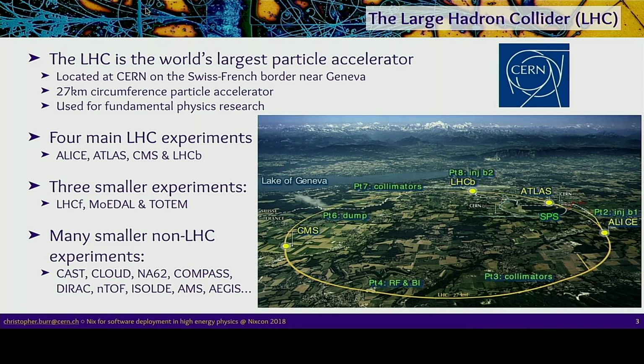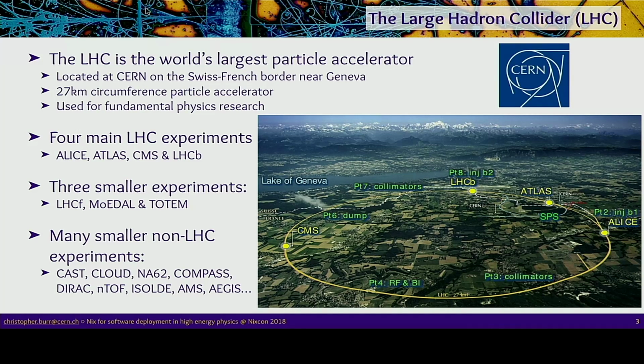The large experiments have at least 1,000 people working on them. I think the biggest one's about 3,500 people. And the smaller ones can be anywhere from just a handful of people. The LHC isn't the only thing at CERN. There are also a lot of other experiments, more than I can fit on a slide, but it's at least 15 or 20 when I tried to count the ones I could find. And the thing that pretty much all of these have in common is that they have a lot of computing.